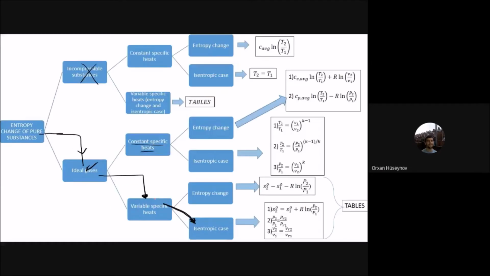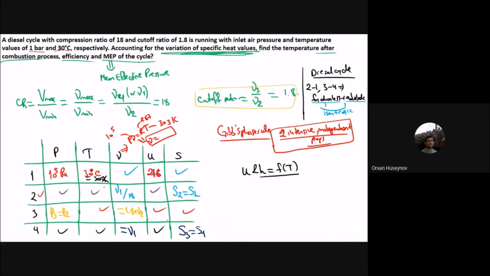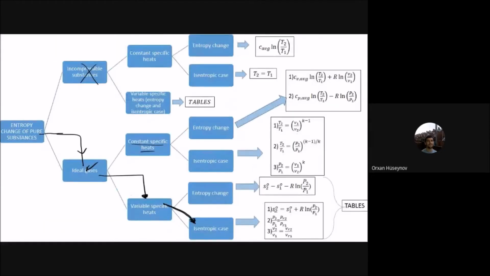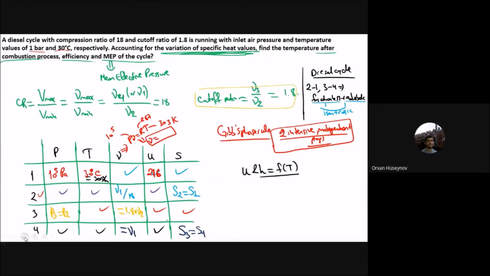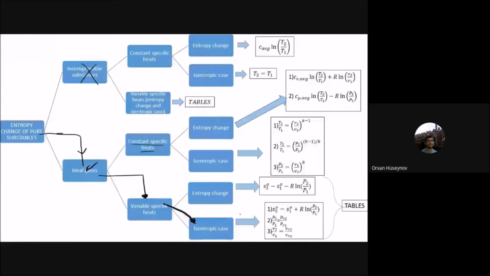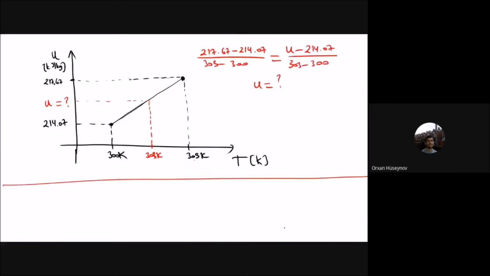For those entropy ratios, you can see that there are three formulas here. For the isentropic relationships, you can use P2 by P1, PR2 by PR1, or you can use nu2 by nu1. Any of them is okay, but I will use this one. But you can use the other too, it doesn't matter. Then you will get the same values.